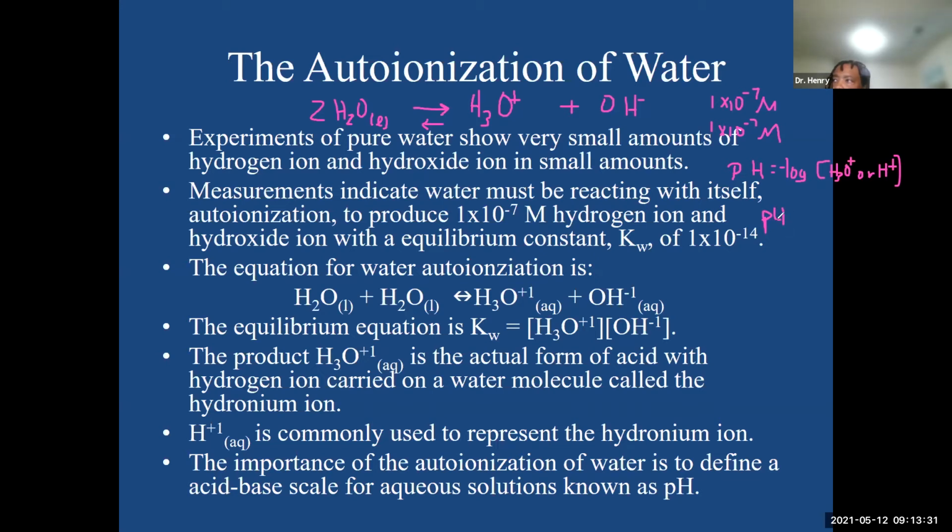of 7. And that's because if you take this number here, the log of 10 to the minus 7 is just going to be 7. Minus log of 10 to the minus 7 is going to be 7. Okay, so you're always going to have a pH of 7. So basically, auto-ionization is just telling you it's always going to be this.